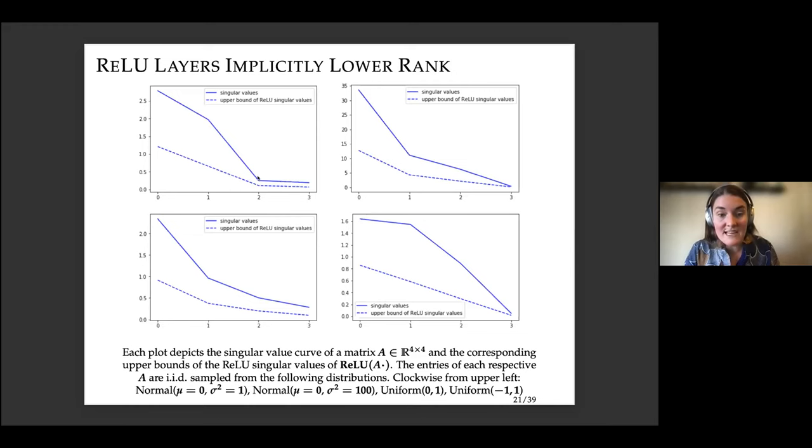So even in these arbitrary sorts of matrices, not ones from a trained neural network, we're seeing that implicitly they can be really well approximated by matrices that have lower rank than the actual matrix, which makes sense because ReLU is just throwing out certain information. If you get something that's aligned to the negative things being thrown out, then it makes sense that you could approximate with a lower rank matrix.